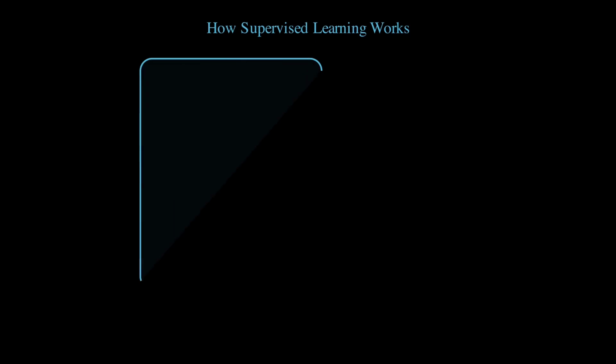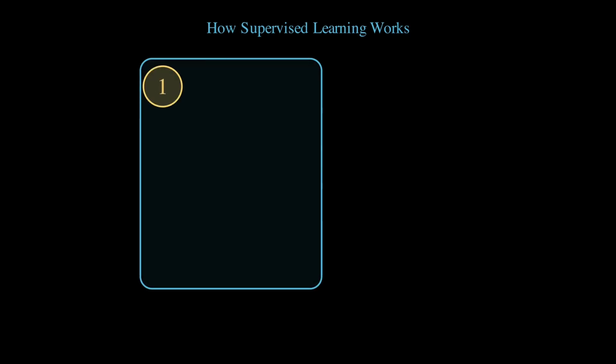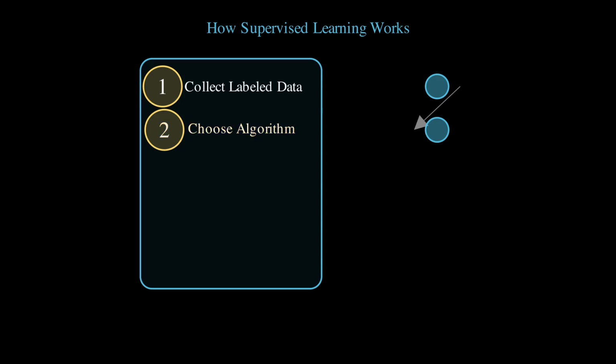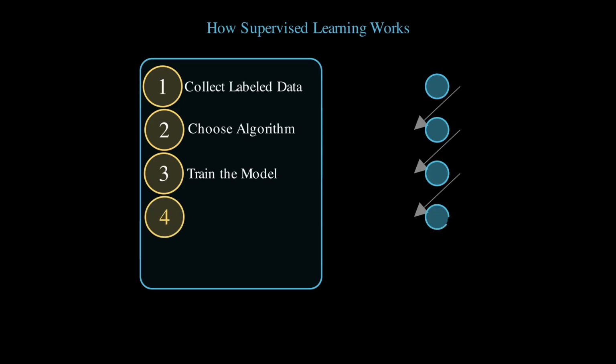Here's the process. Step 1. Collect labeled data. This is your training set. Step 2. Choose an algorithm, like linear regression, decision trees, or neural networks. Step 3. Train the model. The algorithm learns patterns from your data. Step 4. Test the model. Check how well it performs on new, unseen data. Step 5. Deploy and predict. Use your trained model to make real-world predictions.